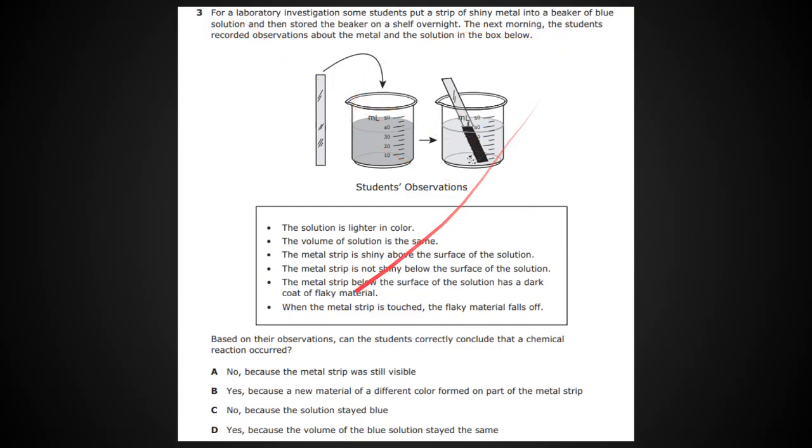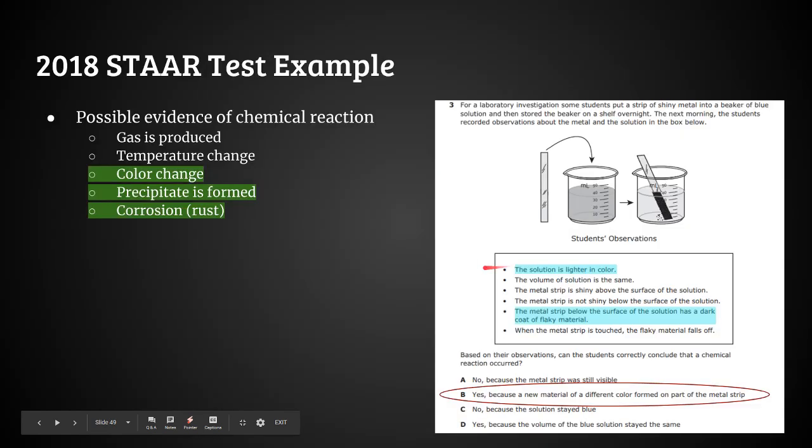The question behind this: based on their observations, can the student correctly conclude that a chemical reaction occurred? And to that we say yes, because a new material of a different color formed on part of the metal strip. That was not there before, and that's an indication. The solution is also lighter in color, so there was a color change. And we also have that precipitate and corrosion right there. Sort of. This one's iffy, but you get what I mean.